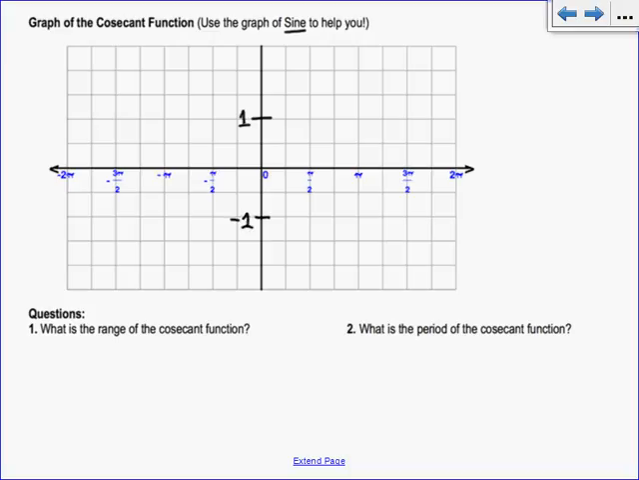Do you all remember how to graph sine? You should always know how to graph sine and cosine. If you don't know how to do those quickly, you're going to waste so much time on your test that you're going to run out of time. Okay, you need to know how to do those.